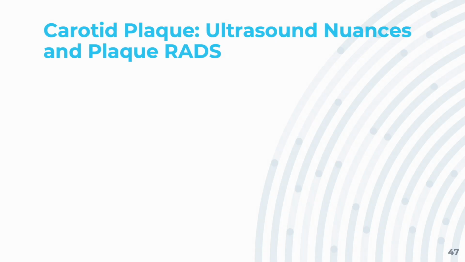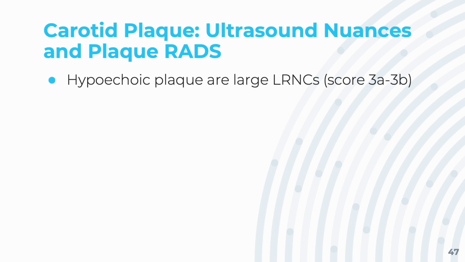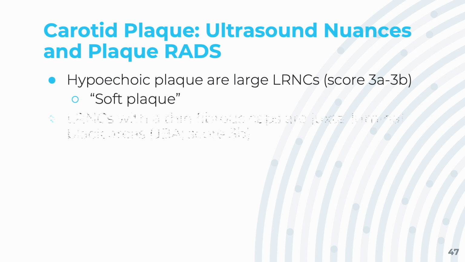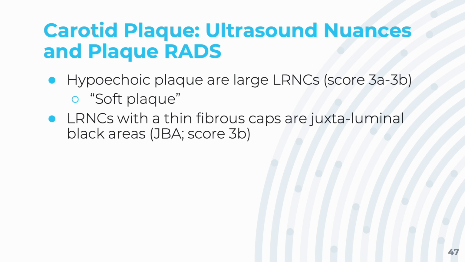So I now want to discuss some nuances with looking at carotid plaque using ultrasound and the Plaque RADS scoring system. First, hypoechoic plaque are large lipid-rich necrotic cores, which gives you a Plaque RADS score of 3A or 3B, and I often use the term soft plaque. Lipid-rich necrotic core with a thin fibrous cap is seen as juxtaluminal black areas, or JBA. So this gives you a Plaque RADS score of 3B.